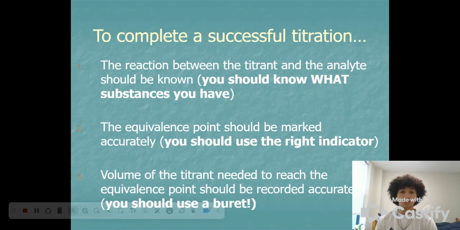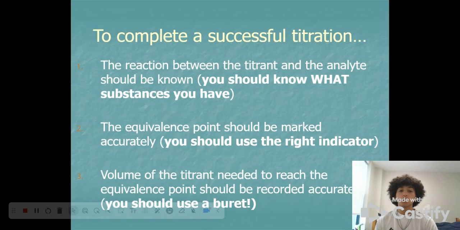2. Use the right indicator. Different indicators change color at different pH levels. Choosing the wrong one means your endpoint doesn't match your equivalence point, and your result is wrong. Phenolphthalein is the classic. It's colorless in acid and turns magenta and pink in base. It's great for strong acid, strong base, or weak acid, strong base titrations.